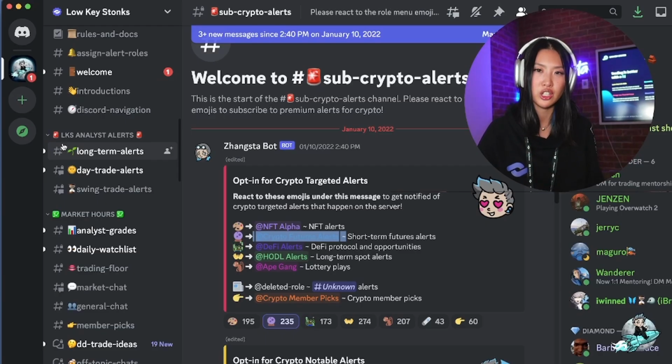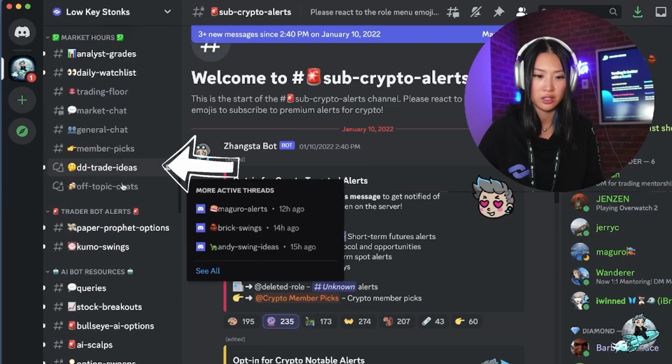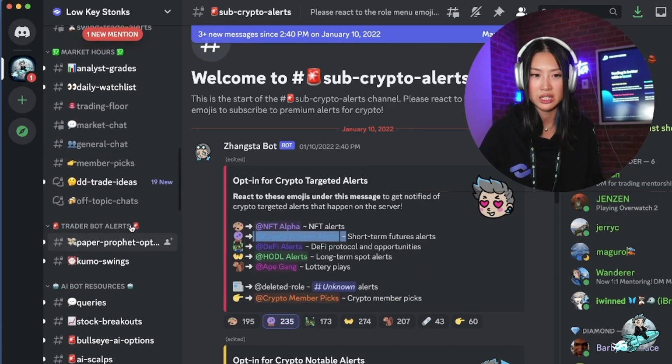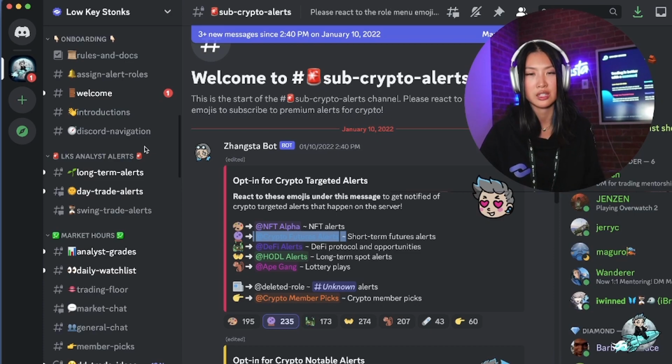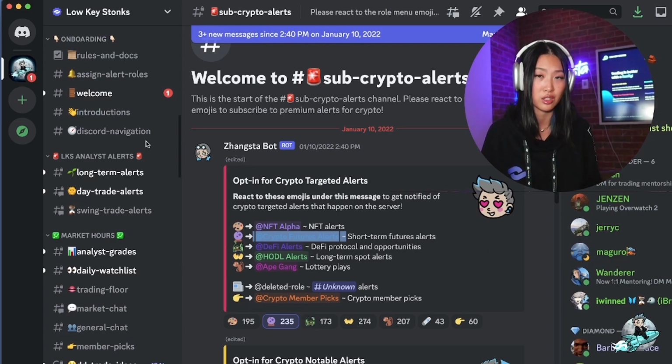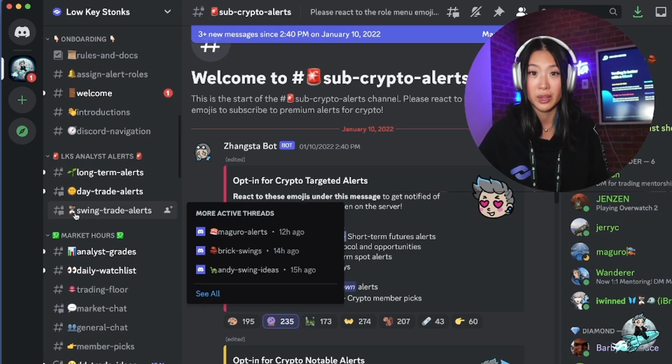Firstly, I want to differentiate between the LKS analyst alerts and the trader bot alerts. A really big thing that LKS cares about is the quality of our analysts. We really prioritize quality over quantity. If you've been in multiple servers in the past, there are definitely servers out there that will have 20 different analyst alerts, but they're often all linked to a bot, and the actual trader posting those alerts is not even active in the server. Here in LKS, we want to really make sure that the people alerting are active and accessible in chat. As you can see here, the alerts are differentiated based on time frame.